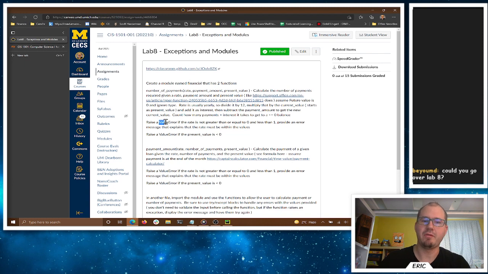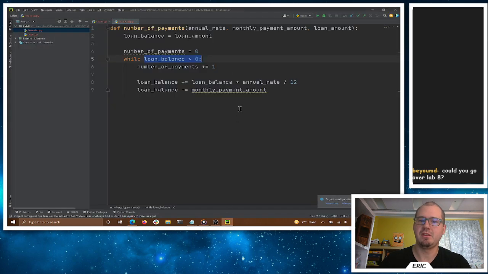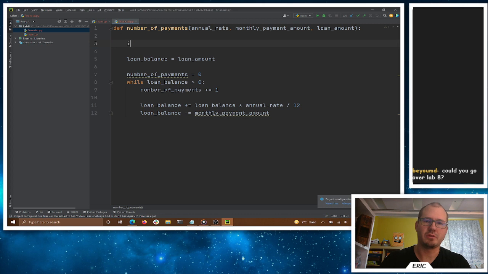So a couple things. We're going to have a value error if the rate is not greater than or equal to 0 and less than 1. So for that rate, we don't want it to be 6 if you mean 6%. 6% should be 0.06. So we can do a quick check and say if the annual rate is greater than or equal to 0 and less than 1.